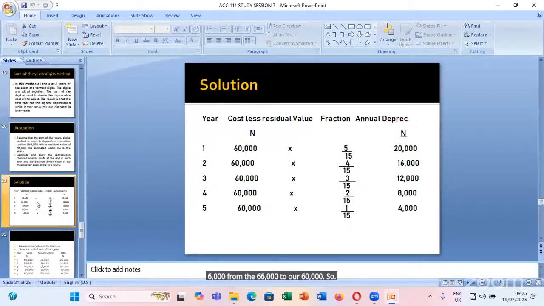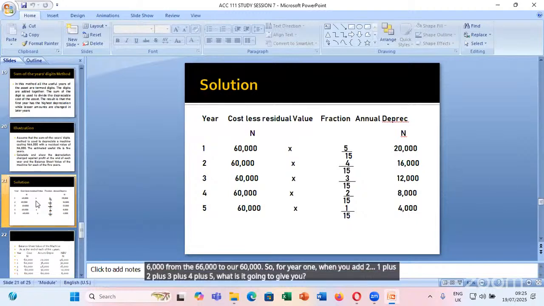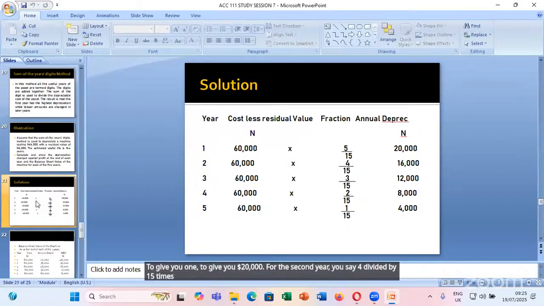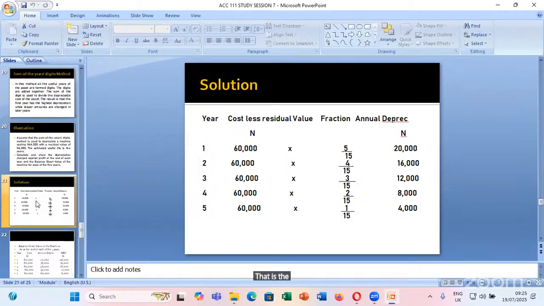So when you add 1 plus 2 plus 3 plus 4 plus 5, what is it going to give you? You have 15. So for the first year, you say 5 divided by 15 times 60,000, to give you 20,000. For the second year, you say 4 divided by 15 times 60,000 to give you 16,000. That is the amount you are going to charge in depreciation in each of those years. And for the 5th year, you have 1 over 15 times 60,000. It will give you 4,000. That is the amount you charge for depreciation in each of these years.